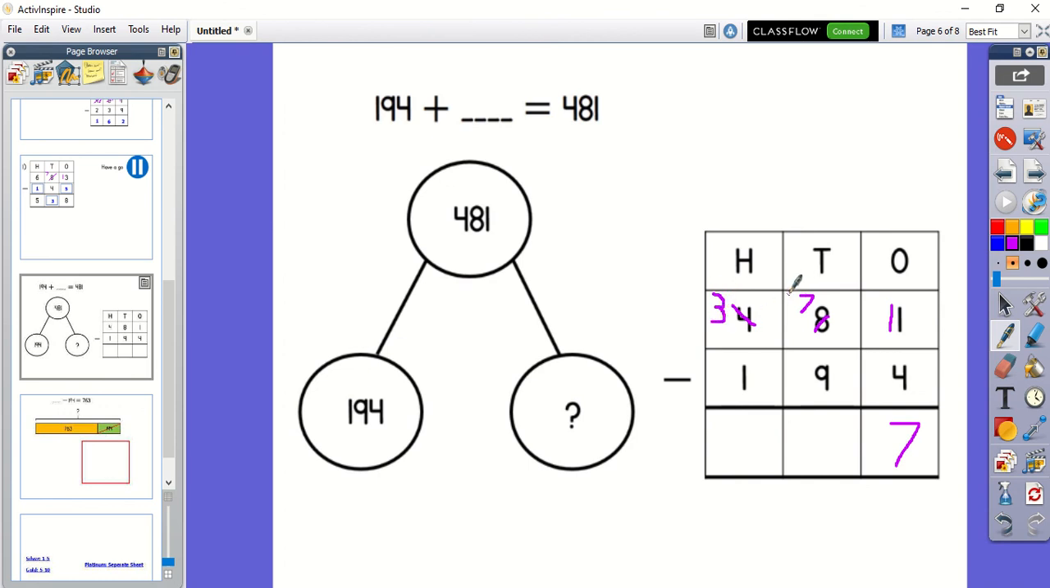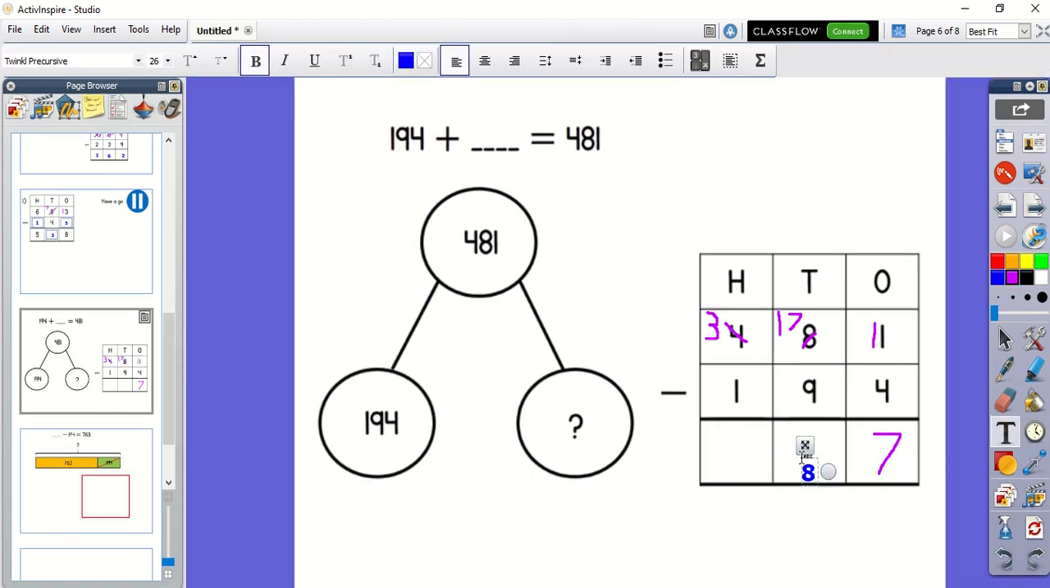And now we've got 17 tens. 17 take away 9 is 8. And 3 take away 1 is 2. So there we have it. 481 take away 194 gives me an answer of 287. Well done if you got that right.